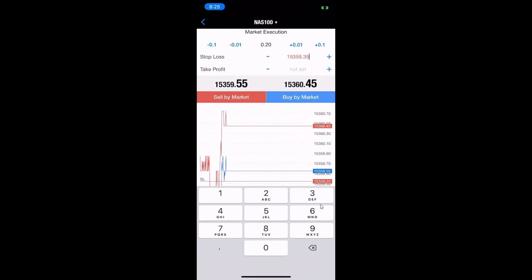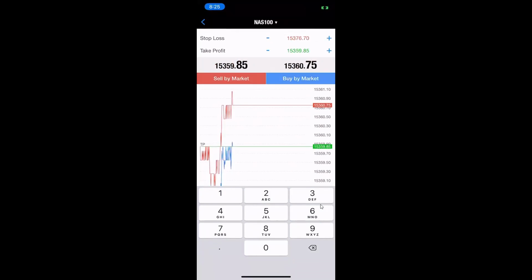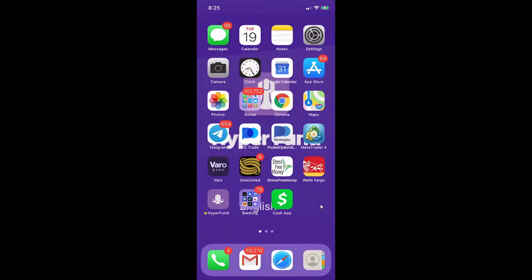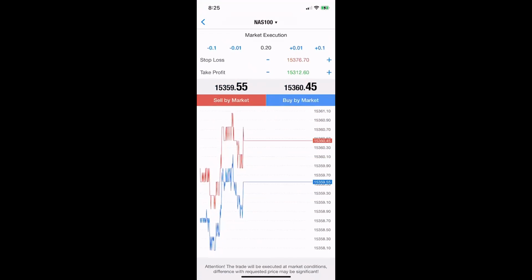Stop loss is going to be 153.76.7. Take profit is going to be 15312.6. Then I'm just going to leave this pasted in. Probably just going to leave this up. So now that we got that put in, back to the main screen here.